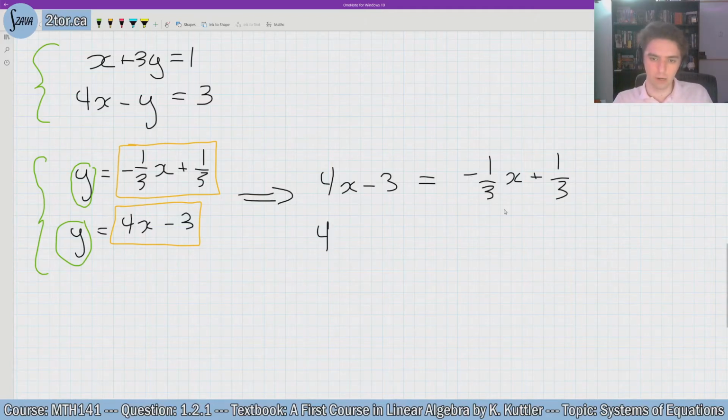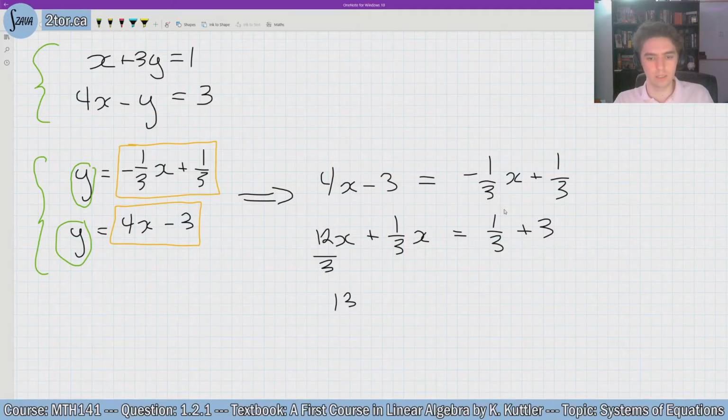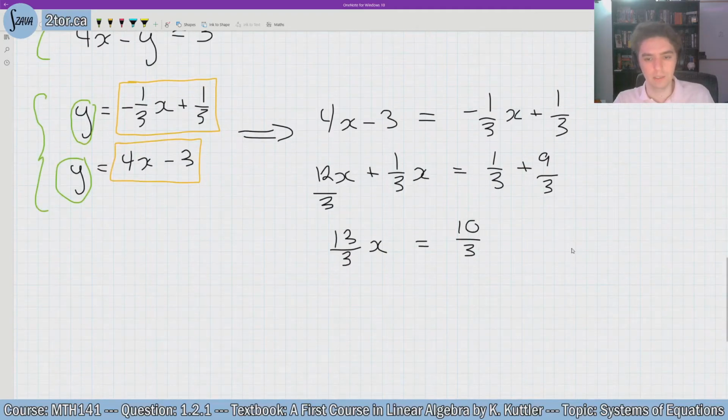So it's going to be 4x plus a third x equals 1/3 plus 3. Well, 4 is 4 over 1, which is the same thing as 12 over 3. So it's going to be 13 over 3 x equals 1/3 plus a third. Well, 3 is 3 over 1, which is the same as 9 over 3. So 10 over 3. And so this tells us that x equals 10 over 13.